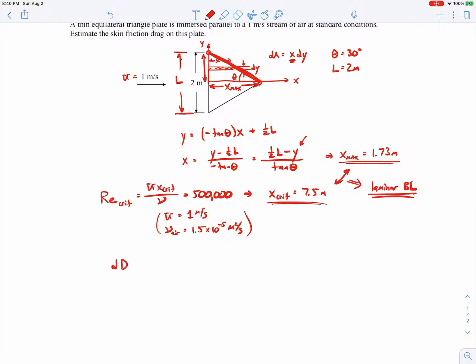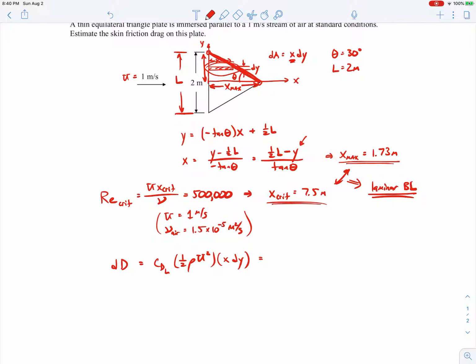So the little bit of drag force due to skin friction on this little rectangular strip up here will be the drag coefficient, and specifically this will be a laminar drag coefficient. It'll be our Blasius drag coefficient since we're dealing with boundary layer flow over a flat plate. It'll be that multiplied by the dynamic pressure based on the free stream speed times the area of that little plate, which is x times dy.